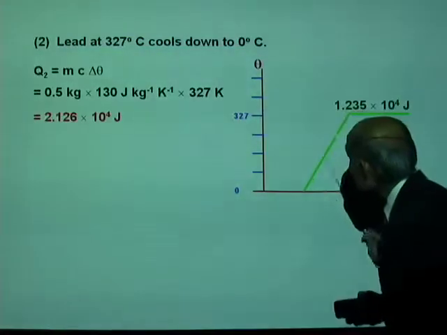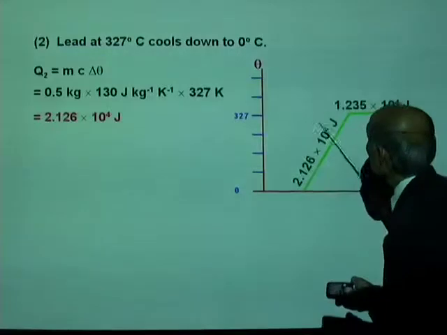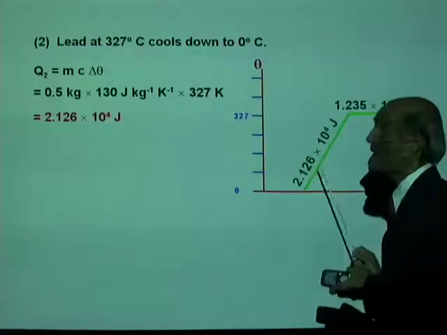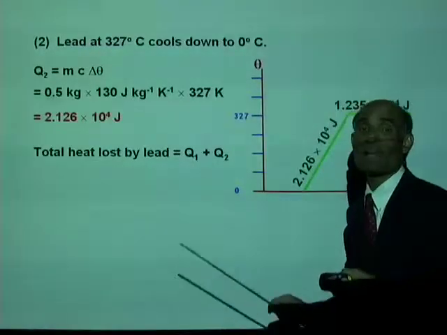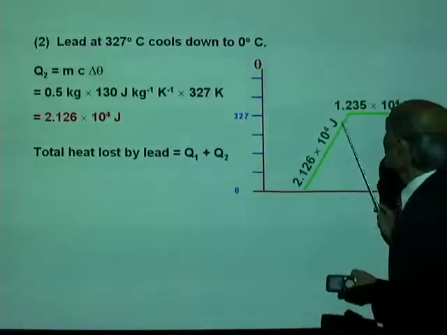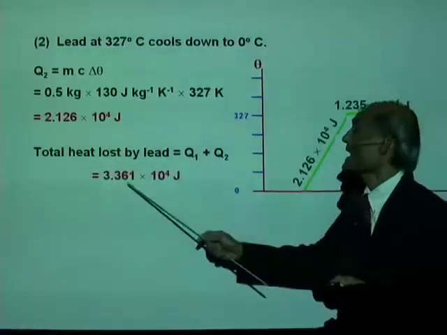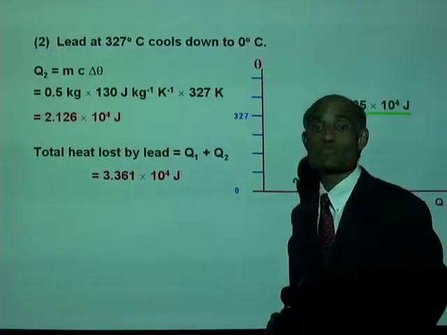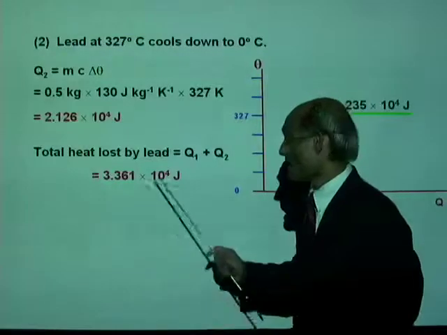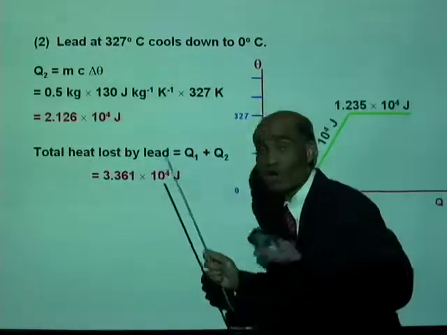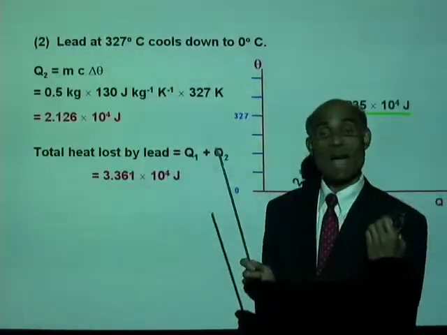Now, this is the stage when that much of energy is lost by lead. Now, what is the total heat lost by lead? Is Q1 plus Q2, that is 3.361 times 10 to the 4 joules. And now, all this heat loss is going to be absorbed by ice.